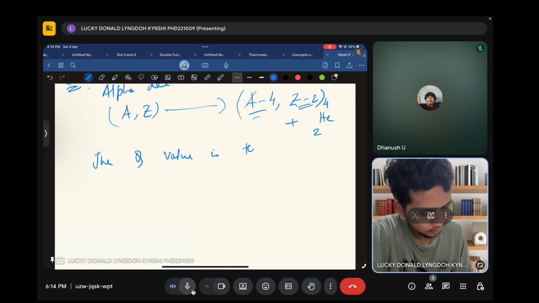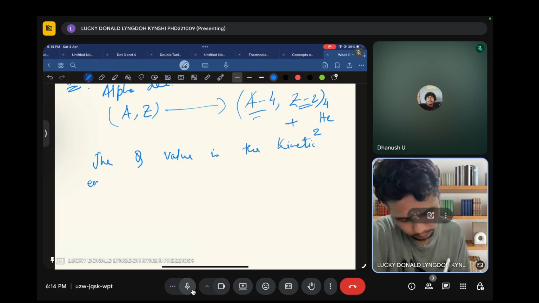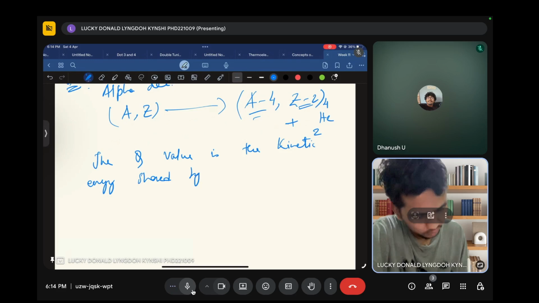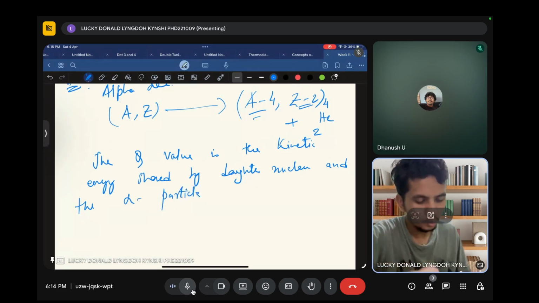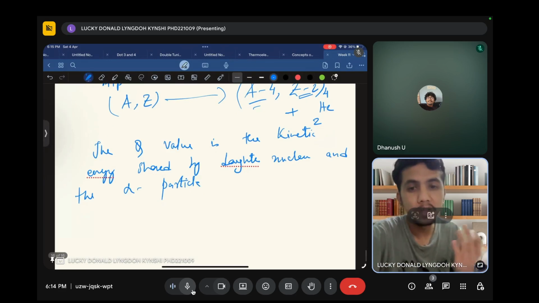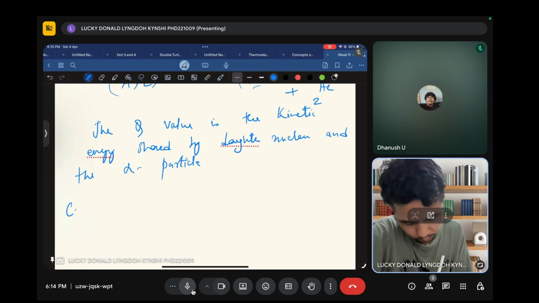Now the Q value is in fact the kinetic energy. I can rather say it's a kinetic energy shared by the daughter nucleus and the alpha particle. So Q value is also given to you, which is also the kinetic energy of the daughter nucleus as well as your alpha particle. Now we use conservation of momentum.